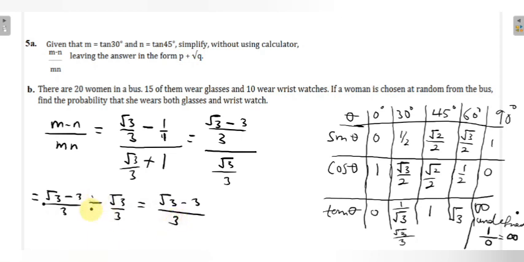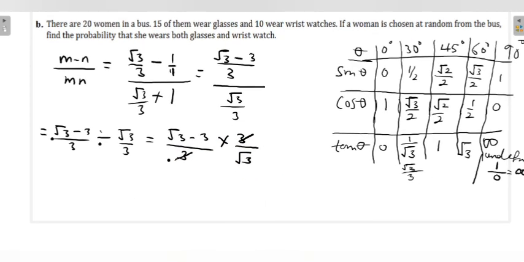Then I'll change the divide to times, so I'll flip this up: times 3 all over root 3. So you can see that this would cancel out this, and we'll be left with (root 3 minus 3) all over 1 times 1 over root 3. So this is the same as when you multiply this by 1, that gives you (root 3 minus 3) all over root 3. That's 1 times root 3.